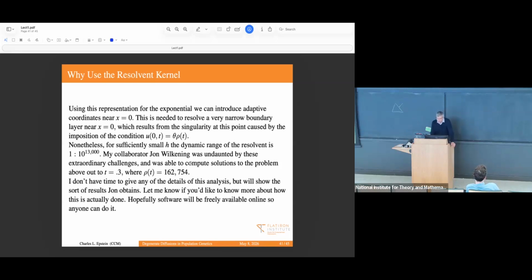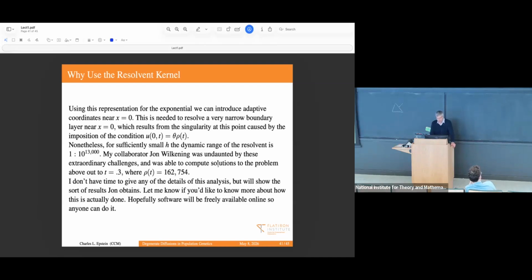Now, to give you some idea what the problems were here, in order to resolve what he wanted to resolve, he had to pick h so small that the dynamic range of the hypergeometric functions that go into the computation of the resolvent is 1 to 10 to the 13,000. I kid you not. And you might wonder how you can ever represent anything that has dynamic range 1 to 10 to the 13,000, or maybe you'd wonder why you'd want to do it, but he did.